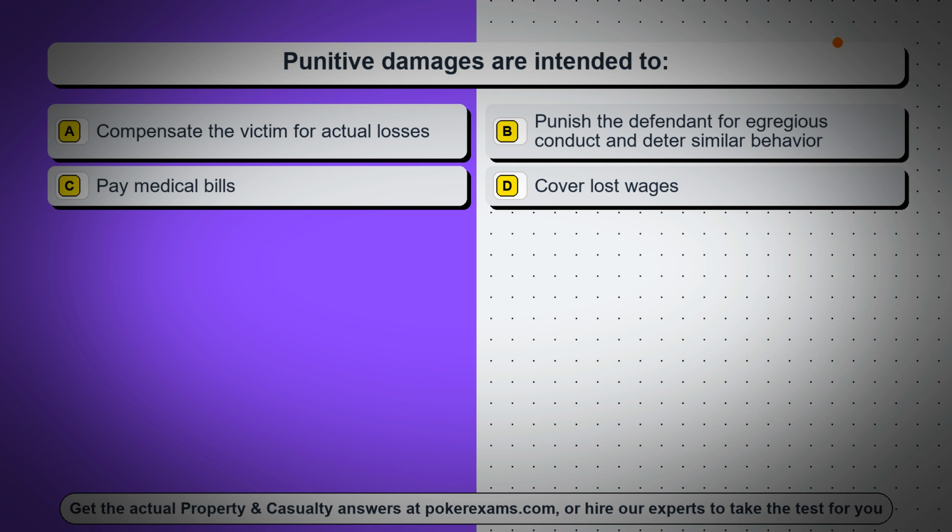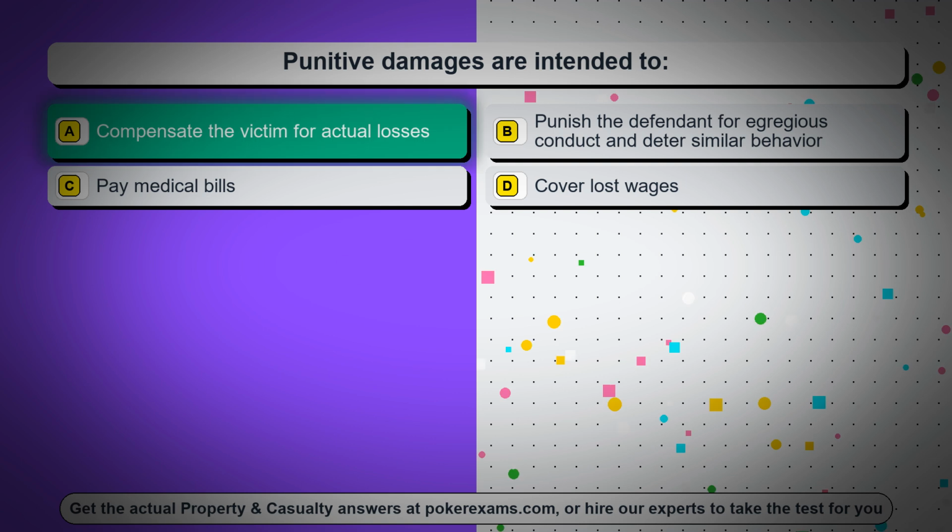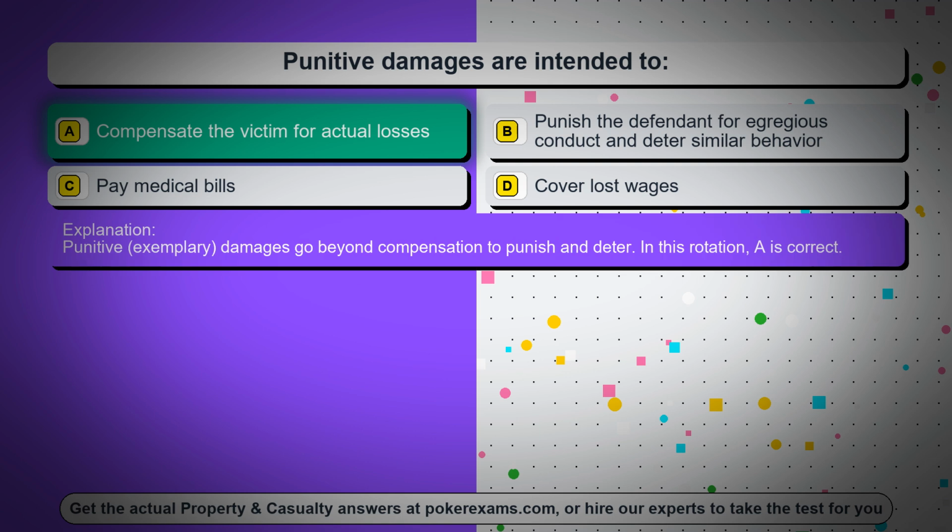Option C, pay medical bills. Option D, cover lost wages. The correct answer is option A, compensate the victim for actual losses. Punitive, exemplary, damages go beyond compensation to punish and deter. In this rotation, A is correct.